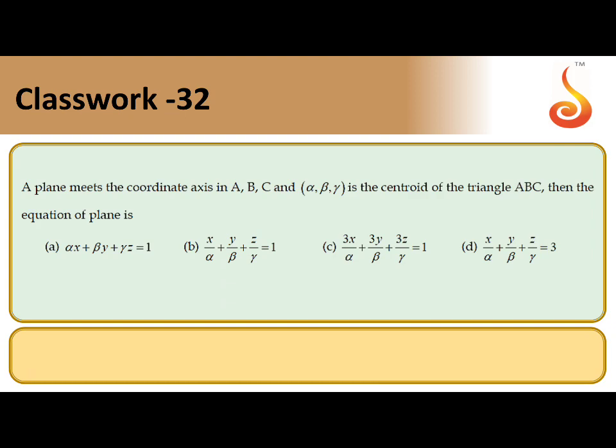Next, 34. A plane meets the coordinate axis at A, B, C. Alpha, beta, gamma is the centroid of triangle ABC. Then find the equation of the plane. I will solve the question in the next page. The plane meets the coordinate axis at A, B, C, the centroid is given. You can find the equation of the plane.